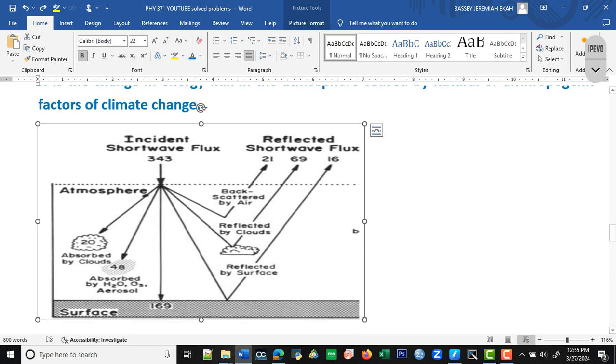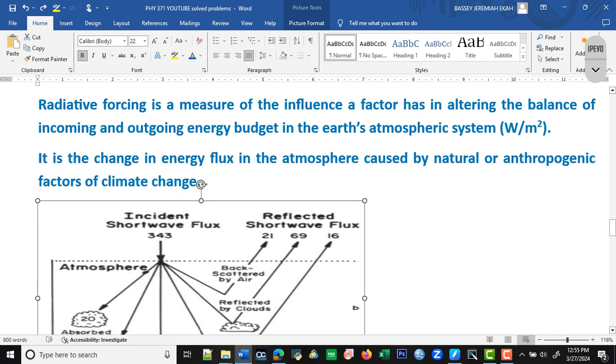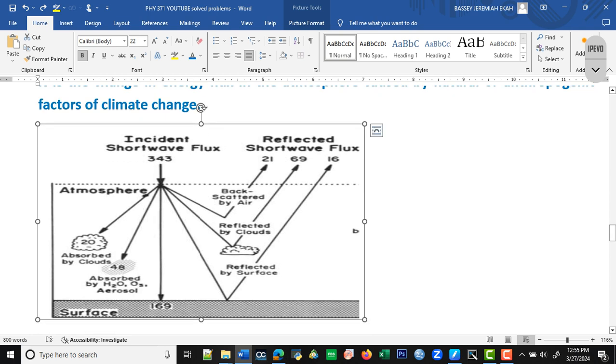But in this case, you can see that the picture is showing us a positive radiative forcing, because if you look at the figure here, the incoming short wavelength, the energy coming into the Earth, is about 343 watts per meter square. Look at it very well.